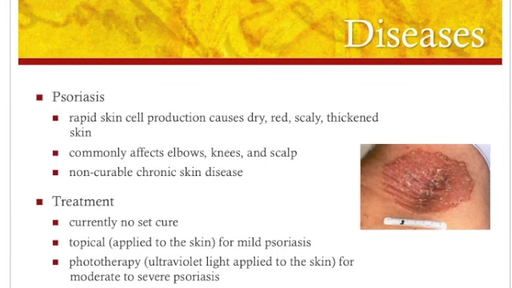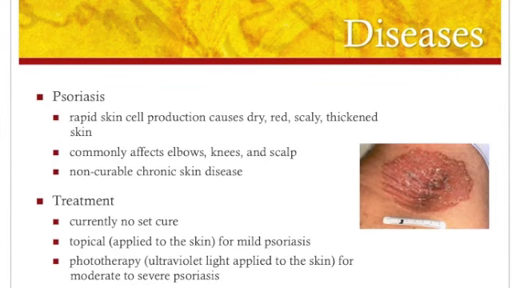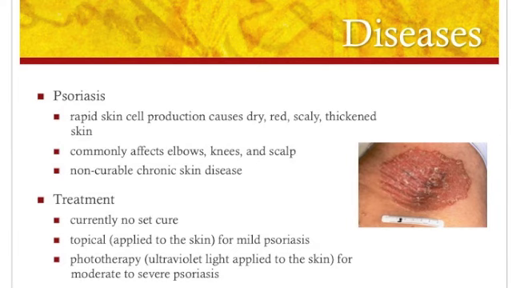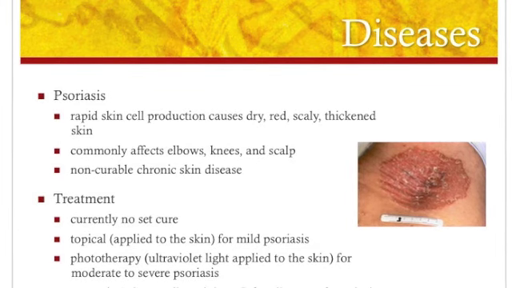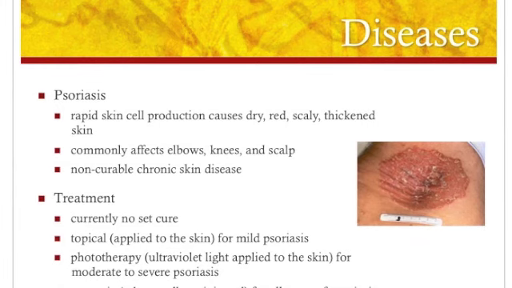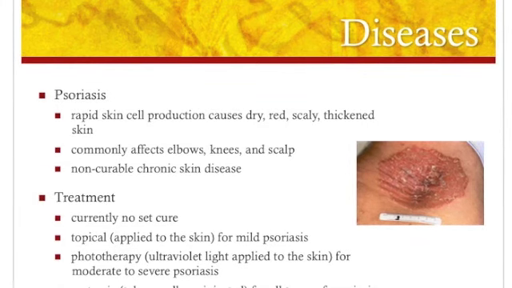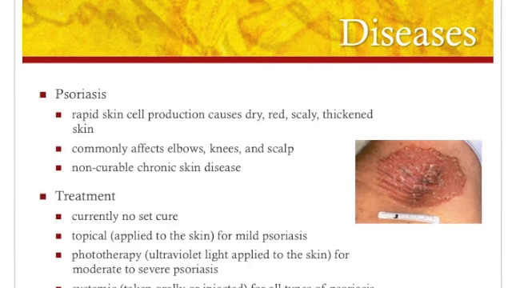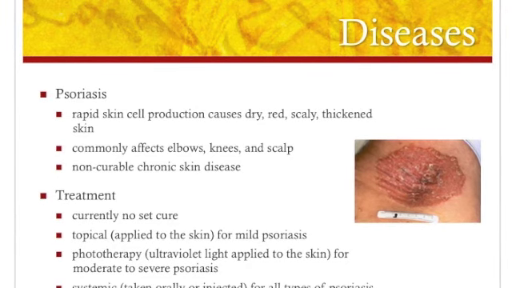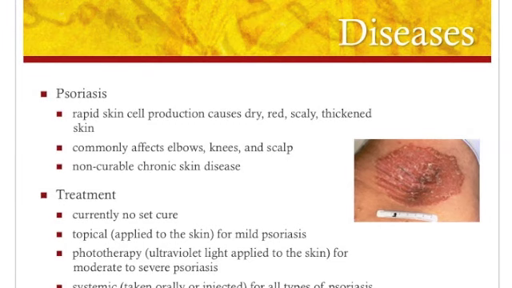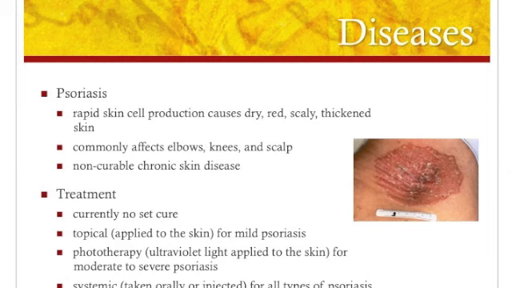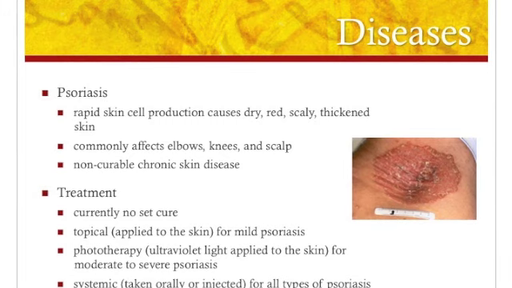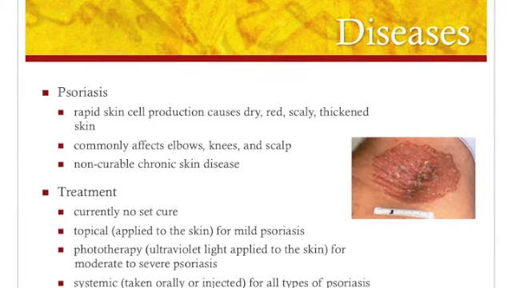Psoriasis is another known condition from epithelial tissue. It's not contagious, and its rapid skin cell production causes dry, red, scaly, thickened skin. It commonly affects elbows, knees, and the scalp. It's a non-curable chronic skin disease and periodically improves and worsens. There is currently no cure, but there are treatments for the symptoms. There are topicals that are applied to the skin for mild psoriasis. Phototherapy, ultraviolet light applied to the skin, is for moderate to severe psoriasis, and systemic treatments, taken orally or injected, are for all types of psoriasis.